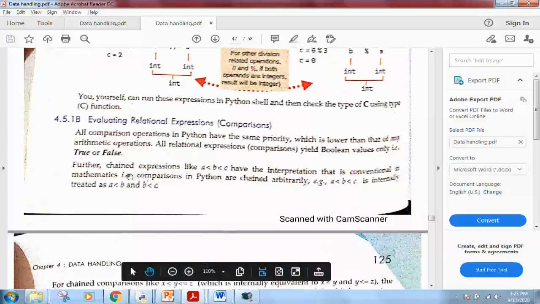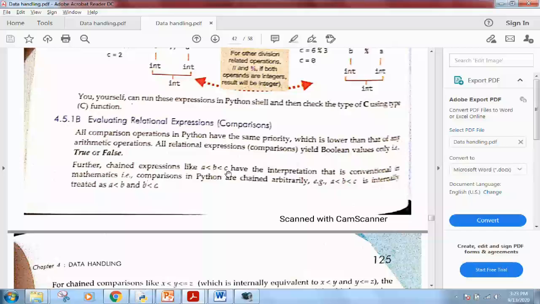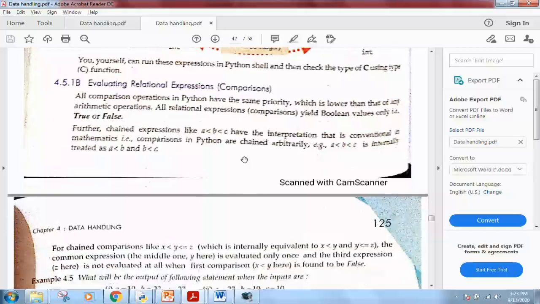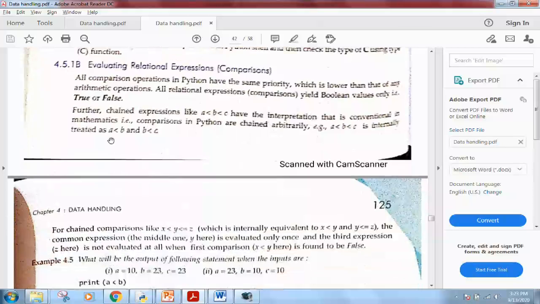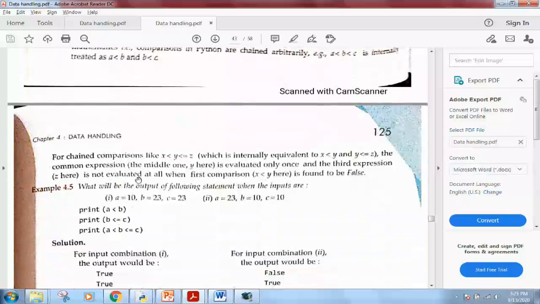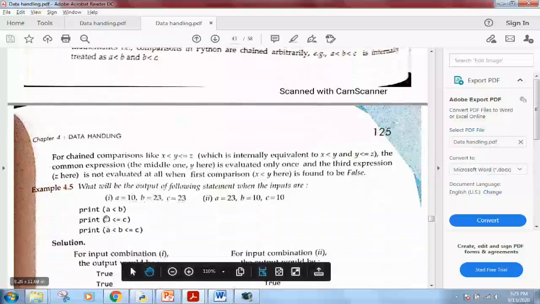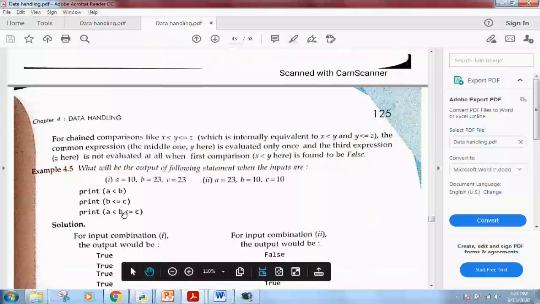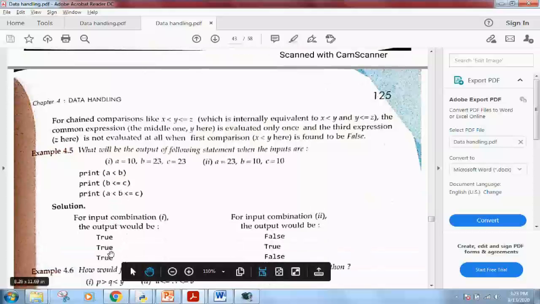Now there are certain expressions like a less than b less than c also. These expressions are solved as a is less than b and b is less than c, combined by the logical and operator, and you will get true only when both these expressions are true. For example, if a is equal to 10, b is equal to 23 and c is equal to 23, then a is less than b, the answer is true. b is less than or equal to c, the answer is true.